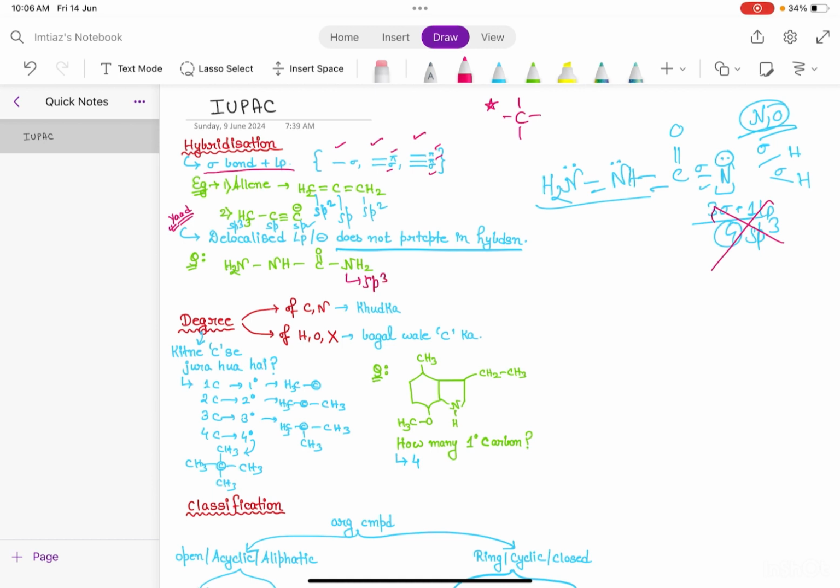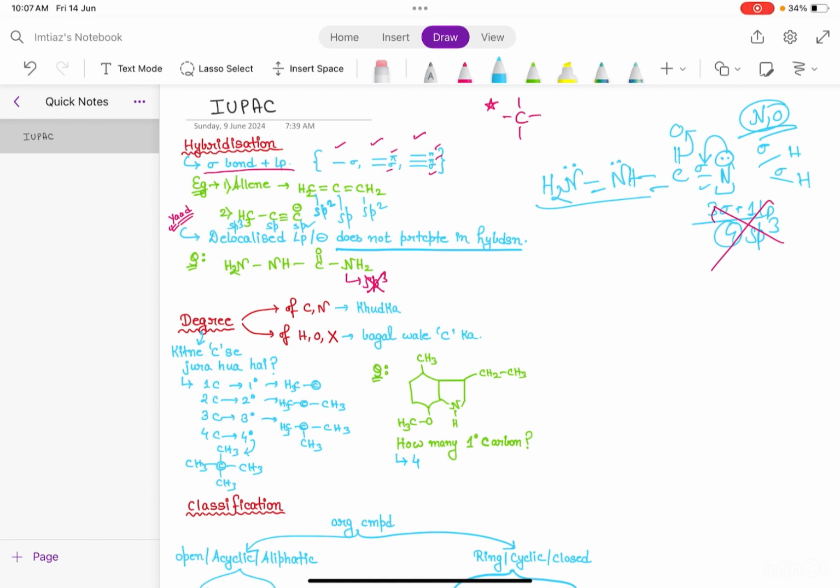Why? sp3 is wrong over here because this lone pair actually goes to resonance. Right now, just remember that this one goes to resonance. If you get a question you can't solve right now, do not worry. Just remember: the delocalized lone pair or negative charge that goes in resonance will not participate in hybridization. After we study GOC resonance, you can understand which will go in the resonance and which will not.